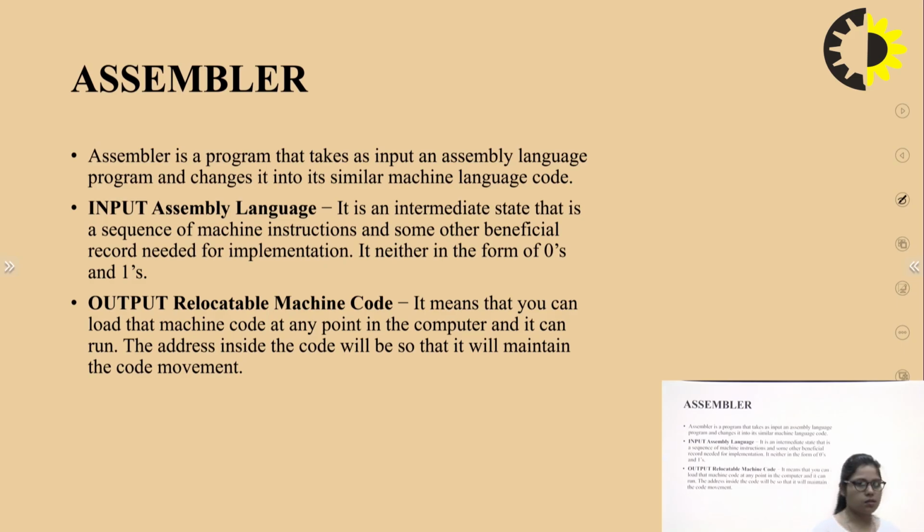Now, what is an assembler? An assembler is a program that takes an assembly language program as input and changes it into its equivalent machine language code.